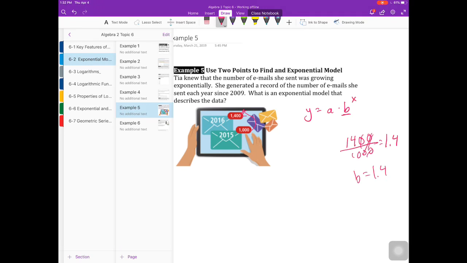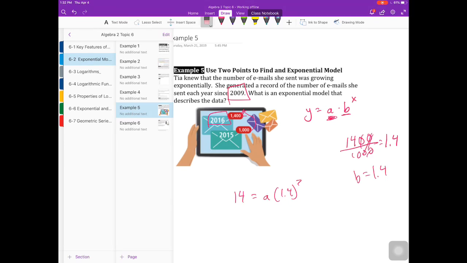But we also need to know kind of where we're sitting. Well, we don't know what our initial number of emails are. So what we're going to do is we're going to do 1,400 and set that equal to A times 1.4 to the 7. And the reason we're doing 7? Well, 2016 is 7 years after 2009. So we know that our initial x would be 0, but we don't know what our initial y would be. So we have to kind of figure that out.